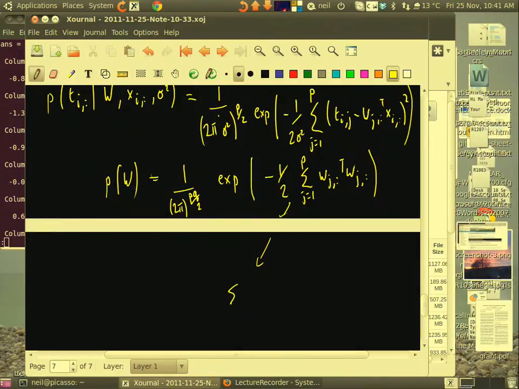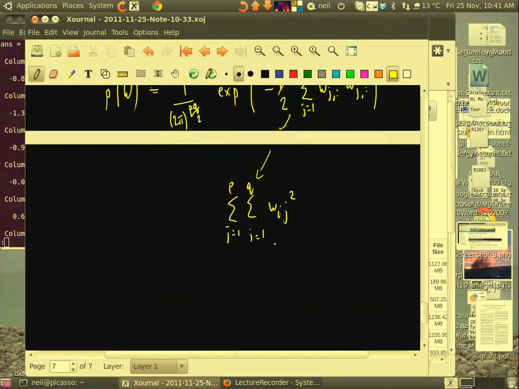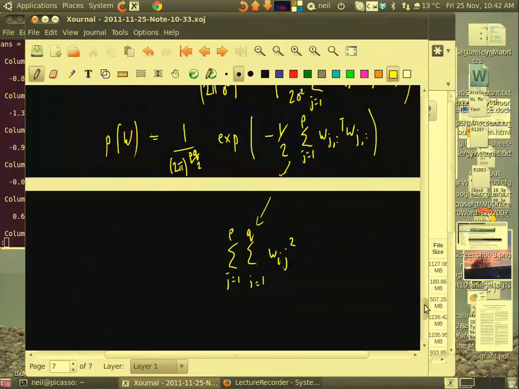So that comes from the sum of j equals 1 to p, of the sum of i equals 1 to q, of w_ij squared, because the Gaussian is independent over each w_ij. And then when we multiply them all together, we just get one sum over q, one sum over p. Now we can write that in either way.